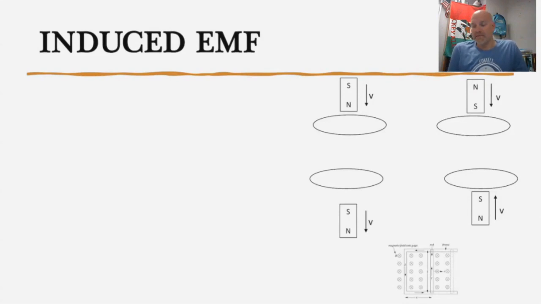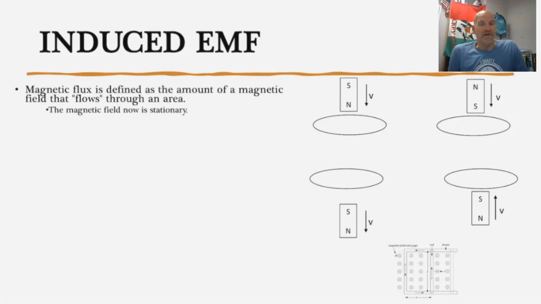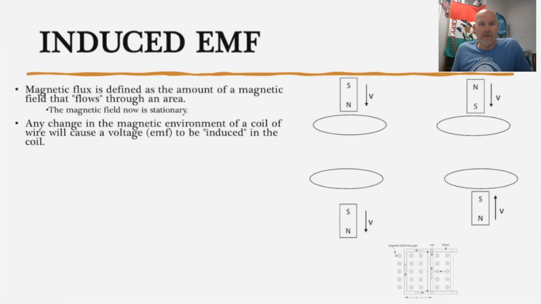In this particular video, we're going to look at what happens when we need to induce an electromotive force on a wire. In the last video, we talked about magnetic flux, which is defined as the amount of magnetic field that flows right through an area. In that statement, the magnetic field is stationary, so it's not moving. Any change in the magnetic environment will cause the voltage, or the EMF, to be induced in the coil.